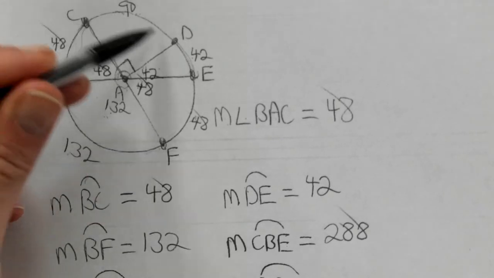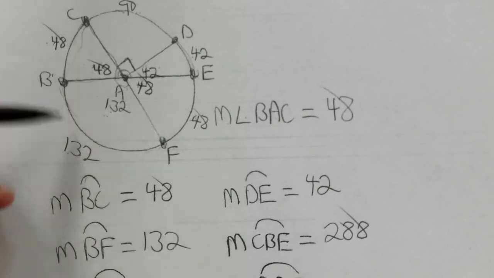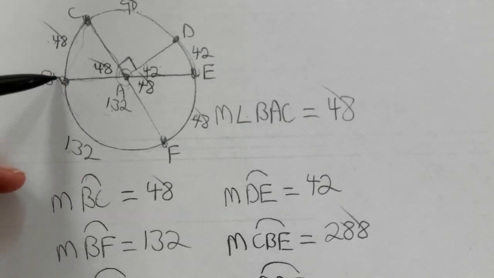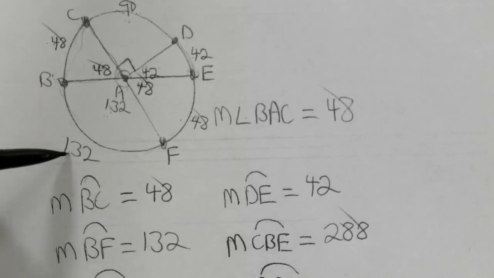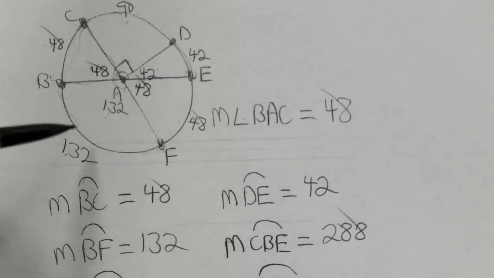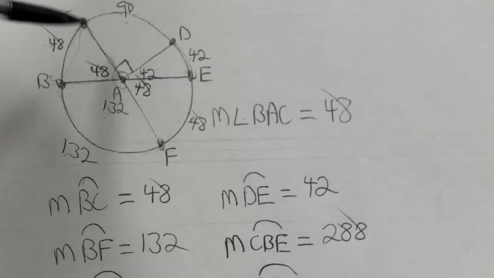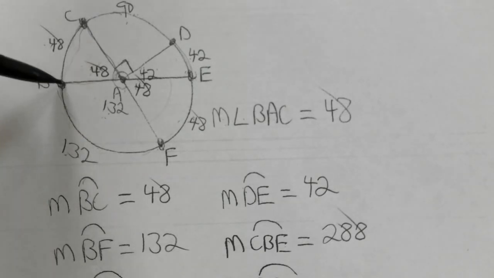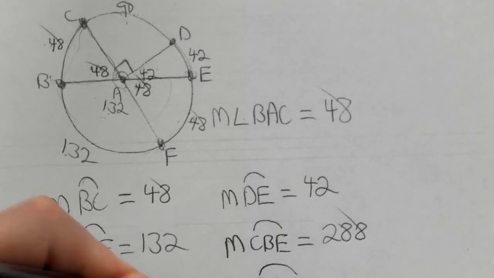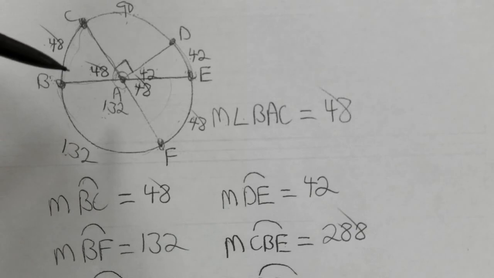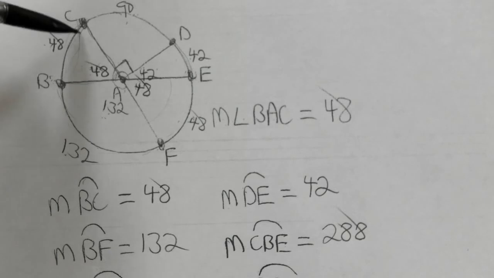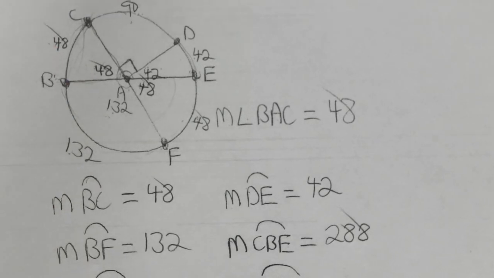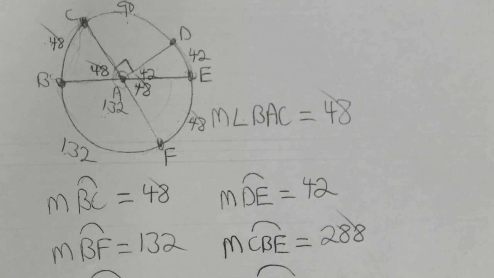Okay, what about CFB? So the long way around from C to B, which is from here to here. Now, there are a couple of different ways that we can come up with this one. You could add 90 plus 42 plus 48 plus 132 if you wanted to, because we have all the arcs now. But that would be the long way of doing it. The short way would be all the way around, 360 minus 48, which gives 312. All the way around is 360, but if you take away that 48, you're left with 312. So the measure of arc CFB is 312 degrees.